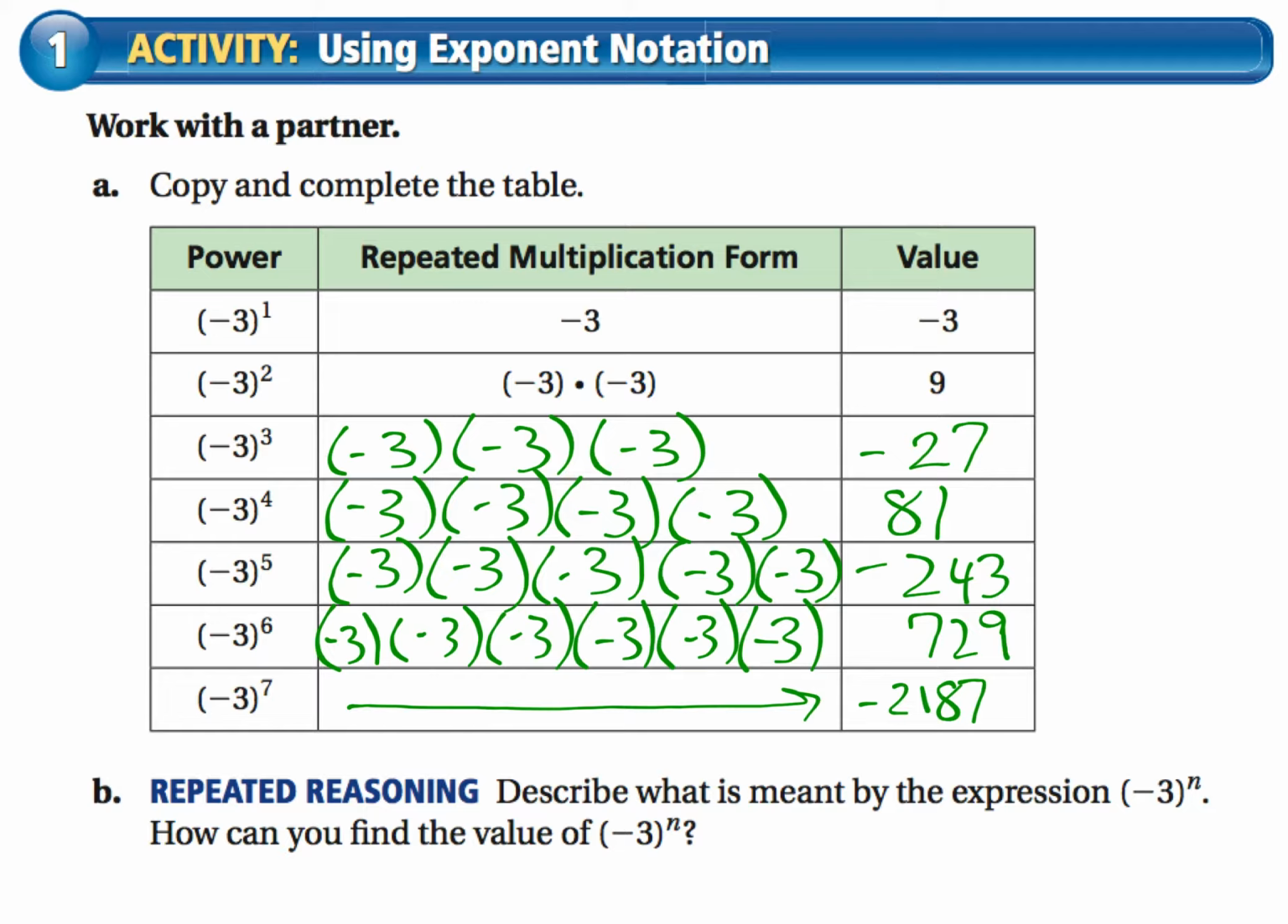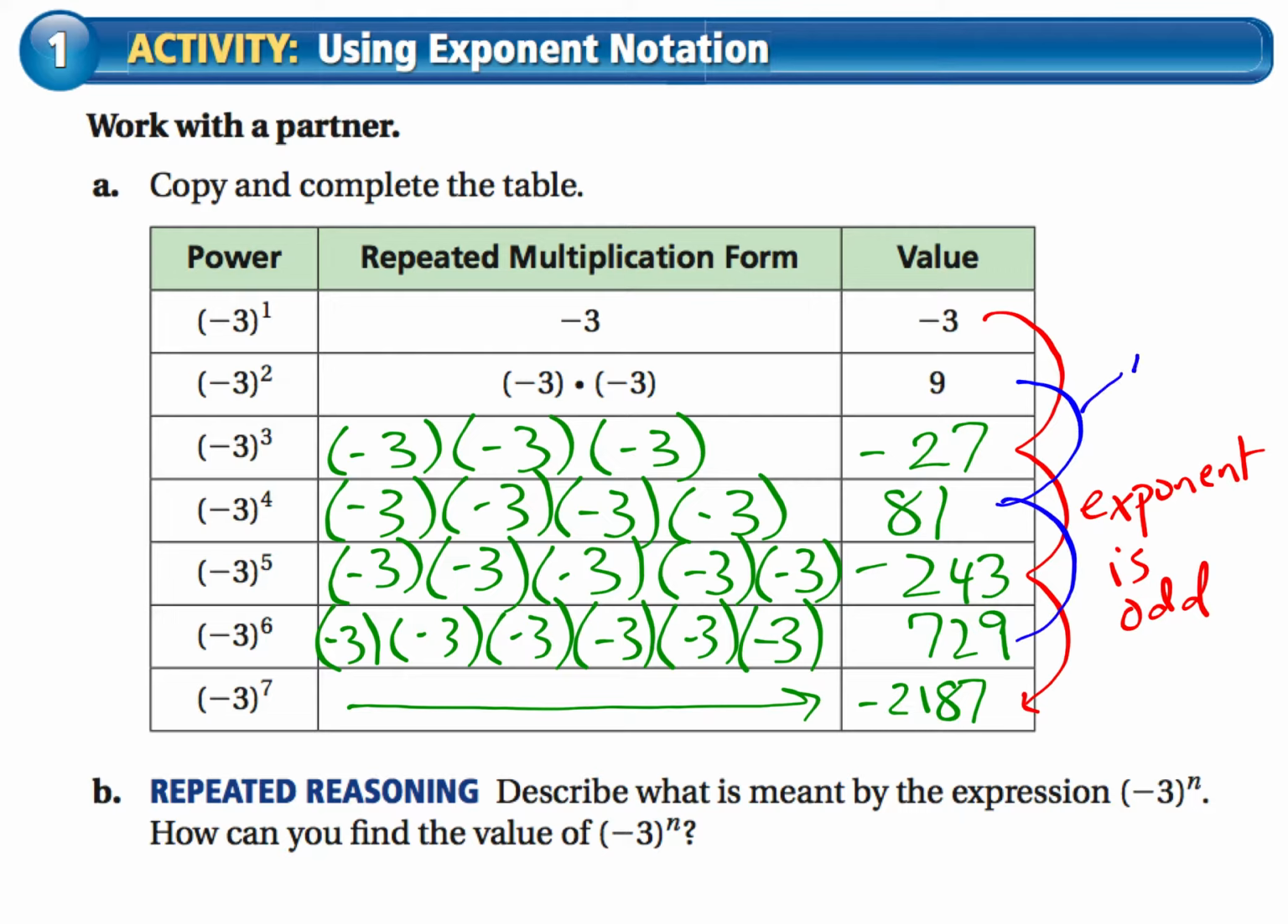And one thing you should notice here, when you have a negative with an exponent on it, all of these ones are negative. And that's because the exponent is odd. And all of the other ones here, 9, 81, 729, those are positive because the exponent is even. So if you have a negative number as your base and your exponent is even, you're going to get a positive answer. If your exponent is odd, you're going to get a negative answer.